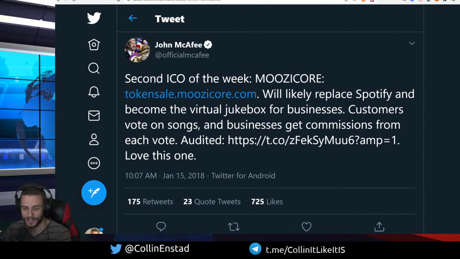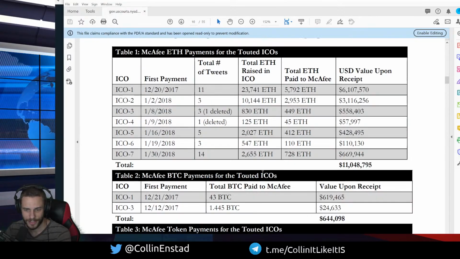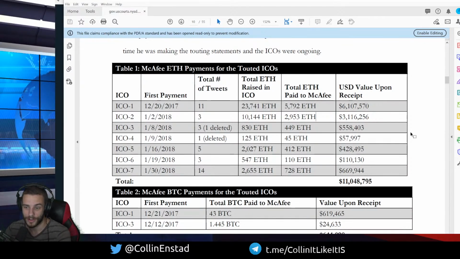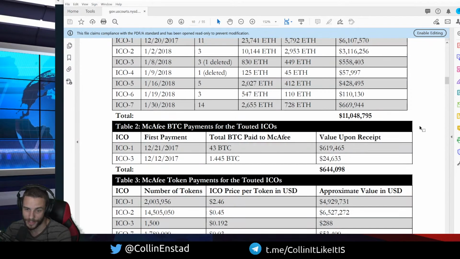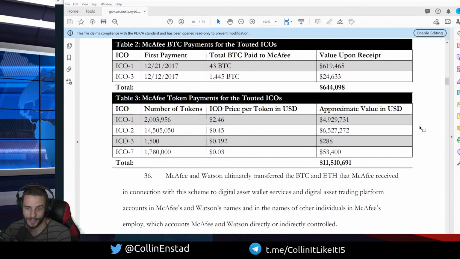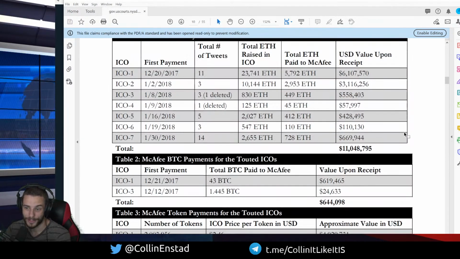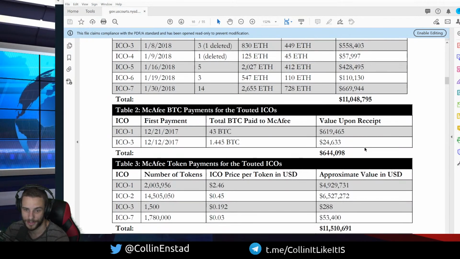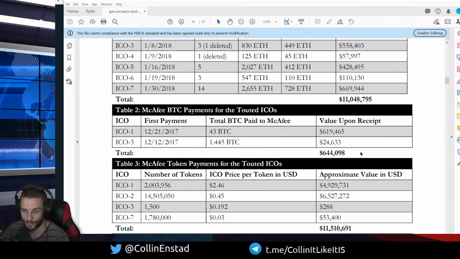Like in this SEC document, they have all these numbers, right? Like exact. I don't know how they get it. I don't know if they talk to the actual ICOs or who they talk to, because I know John wouldn't give this up, right? Oh, so this was just the ETH payments, right? And then the BTC payments for the ICOs. So you got 11 mil from the ETH payments. The BTC payments, you got 644,000.